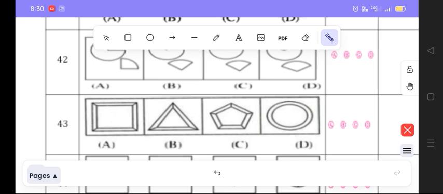Come to question number 43. See, in question number 43, you can observe outer and inner shapes are same in A, squares, and their corners have been joined with the small lines. In B, triangle and triangle, corners have been joined. In C, pentagon and pentagon, vertices of those pentagons have been joined. In D, circle and circle, they don't have the vertices and there are no common joining points. So D is the odd one. The reason is vertices of the shapes have not been joined.